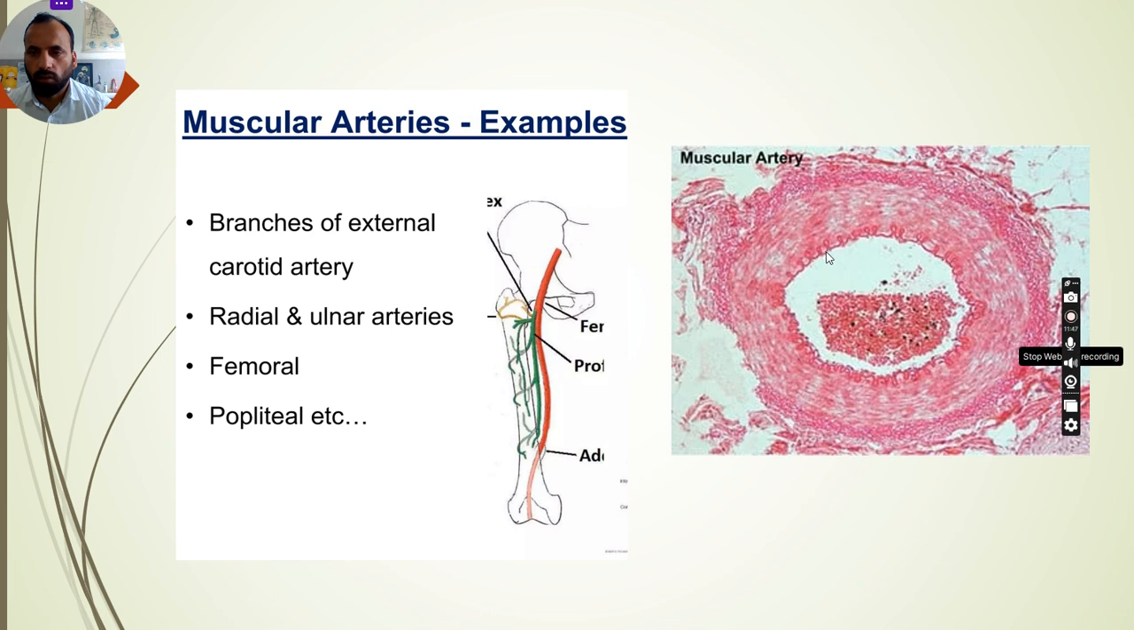So this is a muscular artery. You can visualize this internal elastic lamina very well. Then this is the tunica media. More of here will be the smooth muscle cells, so you cannot appreciate the elastic fiber here. Then this is the tunica adventitia.